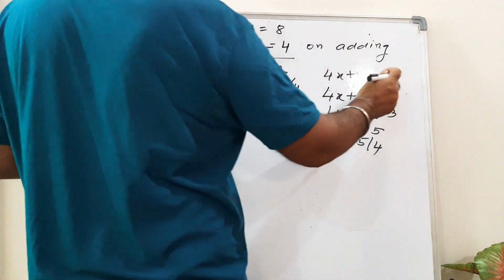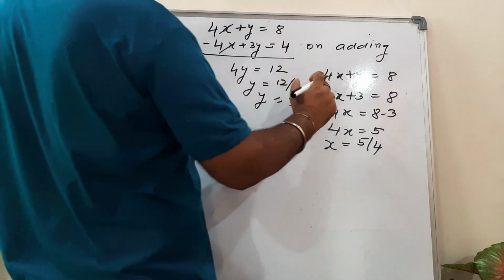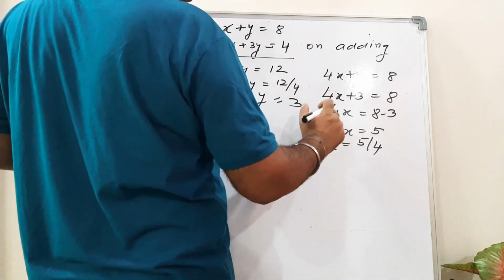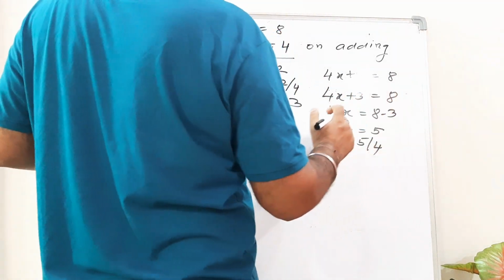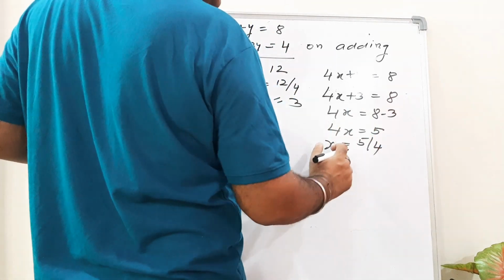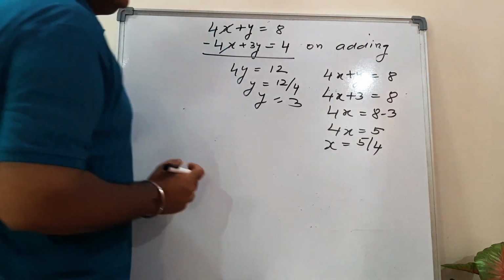In place of y is equal to 3, you can put it in equation 1, or in equation 2 also, no problem. So 4x plus y is equal to 8. In place of y, you can put 3. So 4x plus 3 is equal to 8. So 4x is equal to 8 minus 3. 4x is equal to 5. x is equal to 5 upon 4. The solution is x is equal to 5 upon 4.